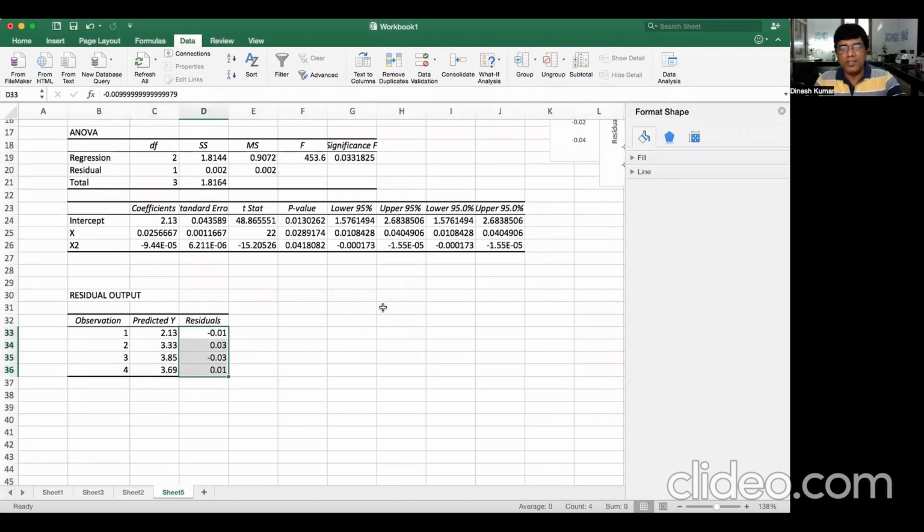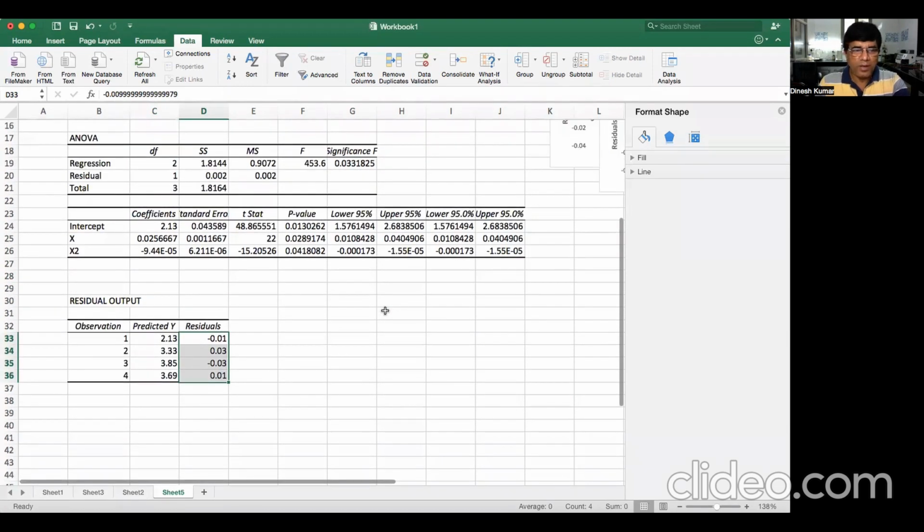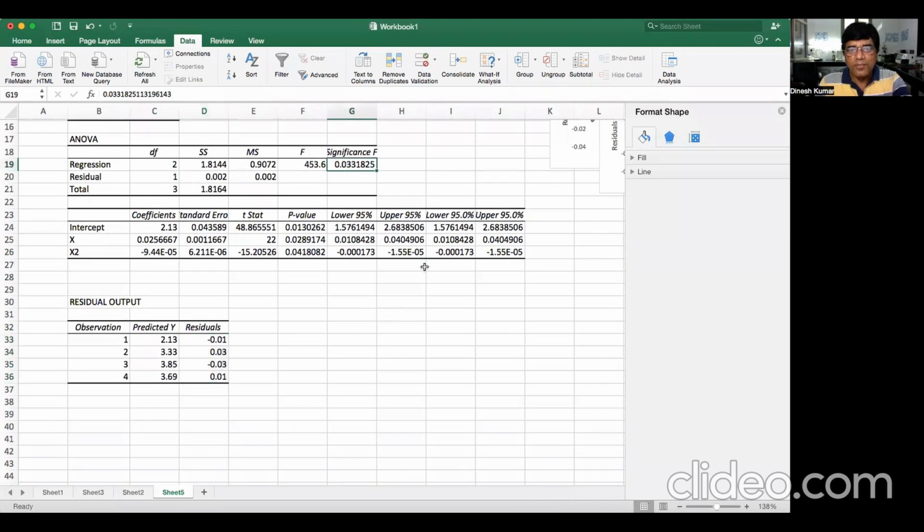You know how to get these residuals. I will not repeat this time. I assume that you must have understood it. And see the significance here. It is significant at 1% level of significance or higher level of significance.